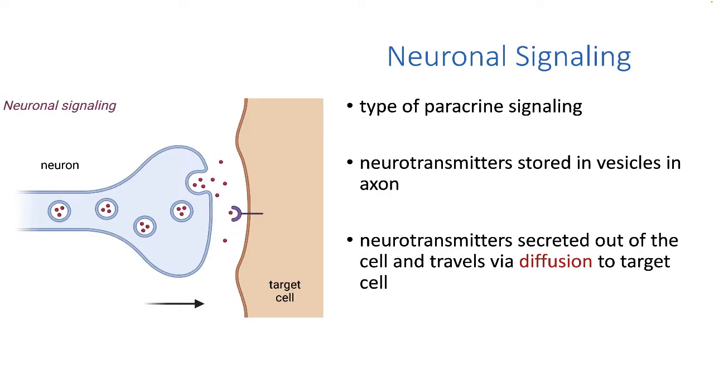Neuronal signaling is another special type of paracrine signaling in which a neuron signals to a target cell, usually either another neuron or a muscle cell. Most neurons have long processes called axons, and when an electrochemical signal is propagated down the axon, it stimulates the release of molecules called neurotransmitters, which are stored in vesicles at the axon terminal. When the signal reaches the axon terminal, it stimulates the vesicles to fuse with the plasma membrane, and then neurotransmitters are secreted into the synaptic cleft, which is the space between the neuron and its target cell. They then bind to receptors on the target cell where they can mediate a response.